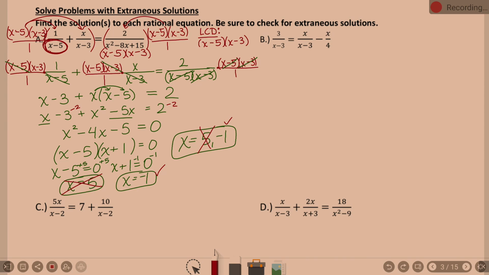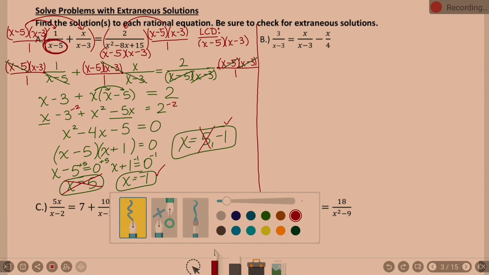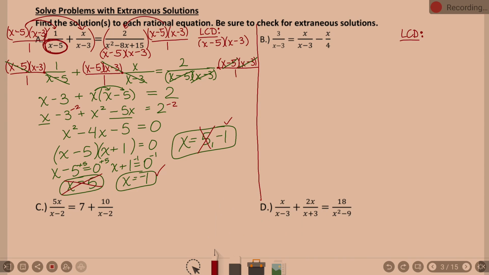B has a different type of least common denominator. What do you notice about the common denominator there in B? Well, first I guess I should ask, does anything factor? I've got x minus 3, 4. Okay, common denominator. What's in common? There's an x minus 3 in common, yes? That's all that's in common. Any leftovers? 4. There's a 4. So my least common denominator is 4 times x minus 3. They were nice on this one. They didn't make us factor anything, did they?